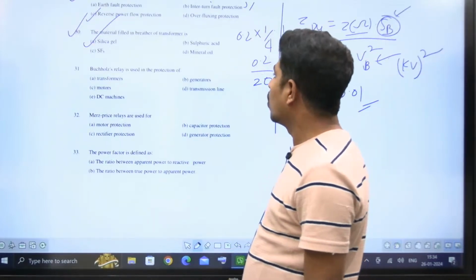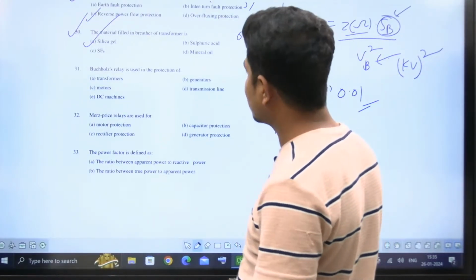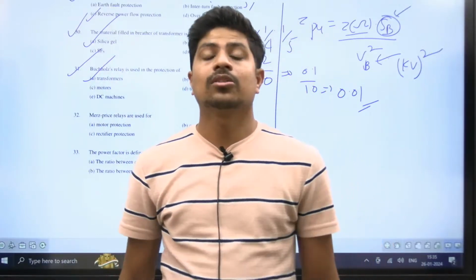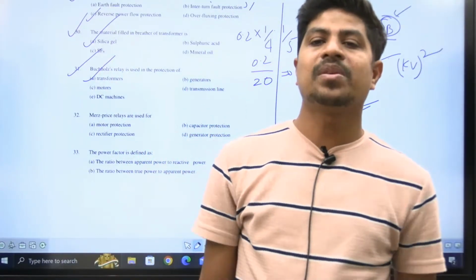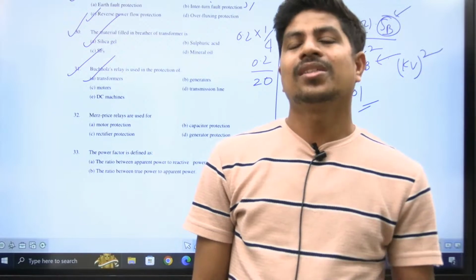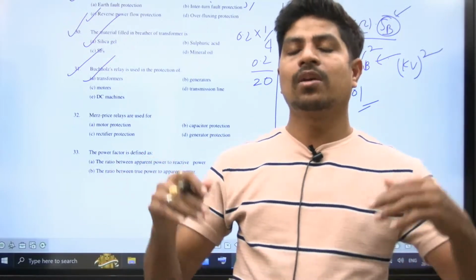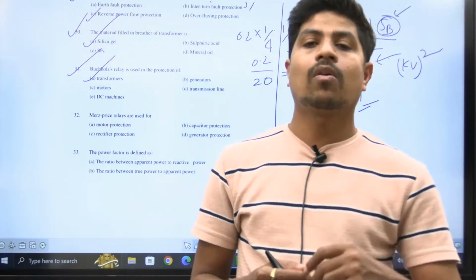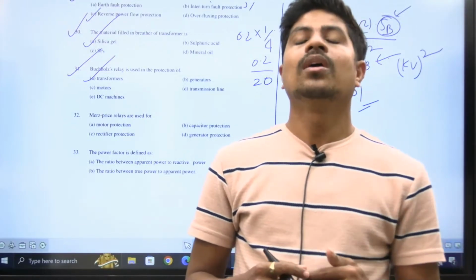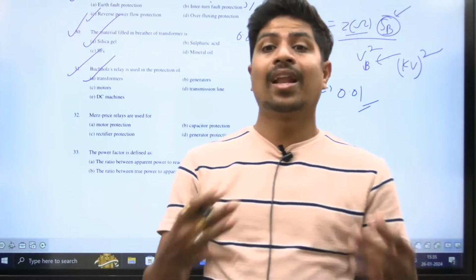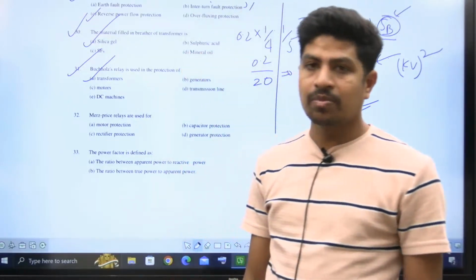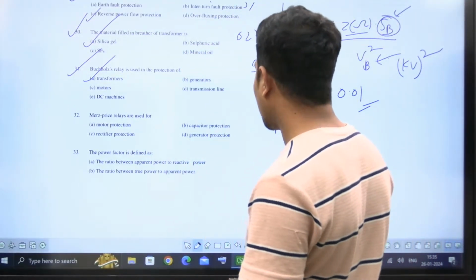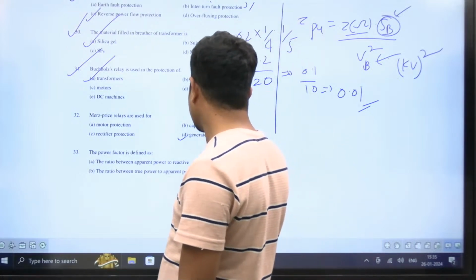Next question: the Buchholz relay is used in the protection of the transformer. The Buchholz relay recognizes slowly developing faults, called incipient faults, in the transformer. In the transformer tank there is oil. If the oil is reducing, it recognizes the reduction of the oil level. Once the oil crosses a certain preset value, the Buchholz relay gives an alarm. It does not give any trip signal to the circuit breaker. Next, merz-price protection is used for generator protection.